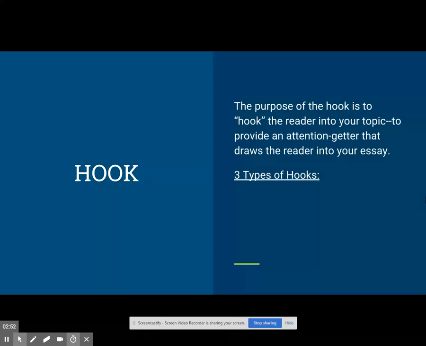There are 3 main types of hooks. A bold statement, that would be a very big claim that would draw your reader in, make them want to read more. A statistic. The statistic means a number that's based in fact that has to do with your topic. And also a quote, an attention-getting quote.